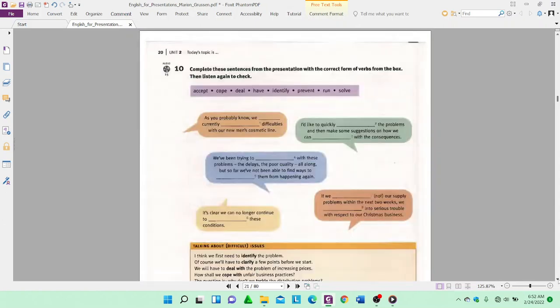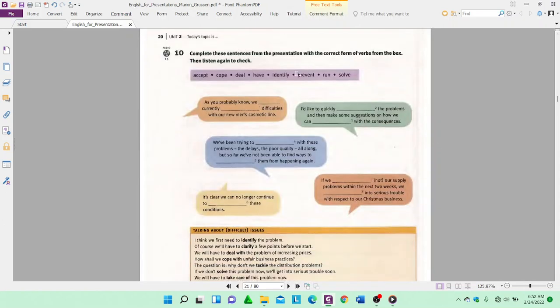Okay. Let's just do this activity, to be honest. Ini yang lebih penting sebenarnya. Complete these sentences from the presentation with the correct form of verbs from the box, then listen again. Oke, kita disuruh complete ini dulu ya. Silakan, saya beri waktu jika ingin mengkomplitnya. You can also pause this video ya. Masukkan these words, each of them into each of these blanks, from each bubble. Sudah? Oke, kita putar ya. Let's check the answer.